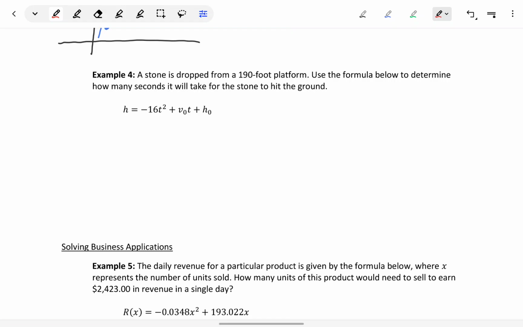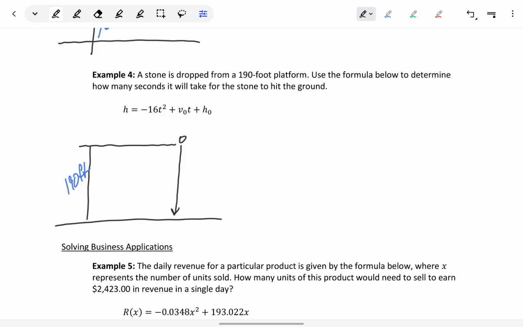In example 4, we're told that a stone is dropped from a 190-foot platform. We want to use the formula that we're given below to determine how many seconds it will take for the stone to hit the ground. So if we have our ground level, then we have some platform that's 190 feet in the air, and a stone that's being dropped straight down until it hits the ground.